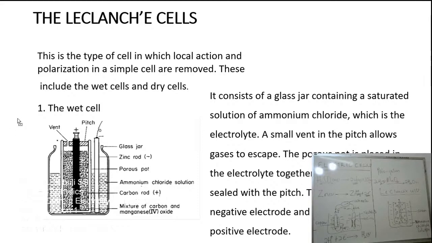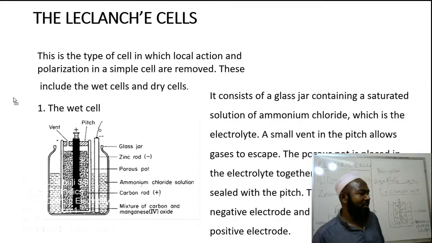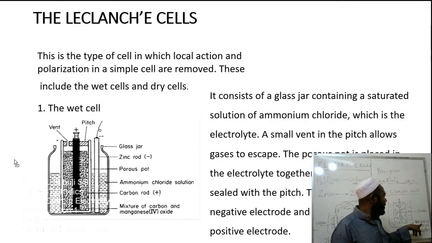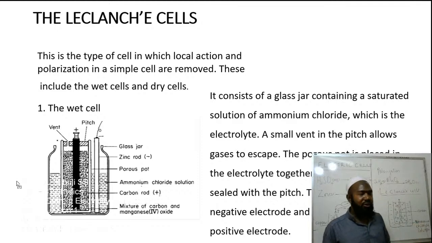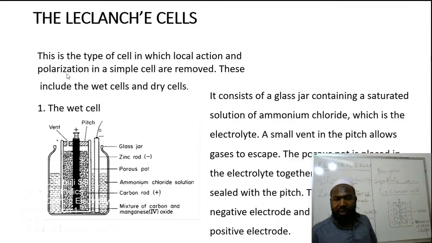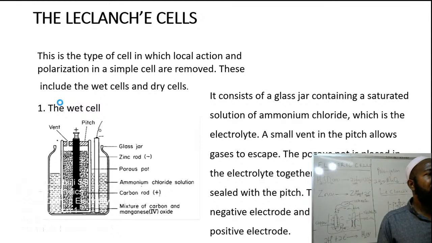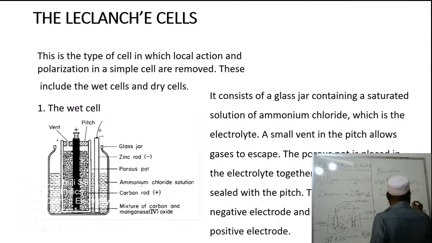Because we noted when talking about the disadvantages of a simple cell that we were using sulfuric acid, which is corrosive. Here I have now changed. Instead of the sulfuric acid, we are using ammonium chloride gel solution. Then we are using the carbon as the positive electrode, and then we are going to be using a zinc plate as the negative electrode. If we use a zinc rod, you can put a zinc rod here.